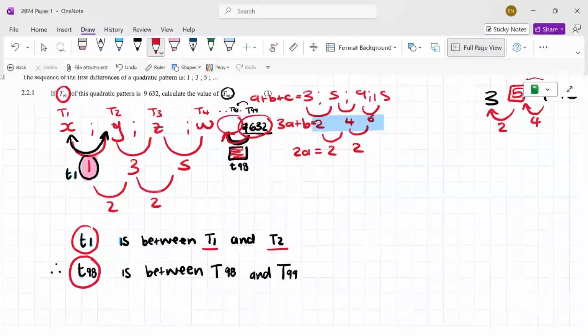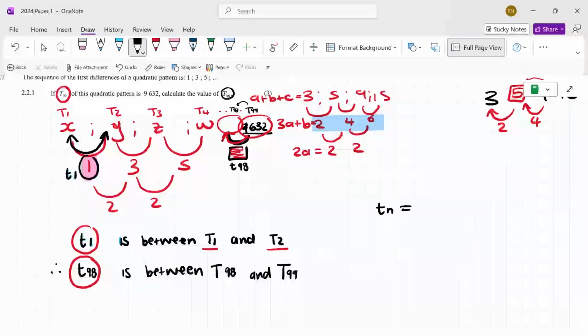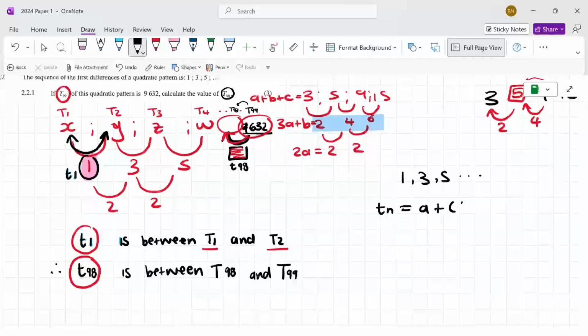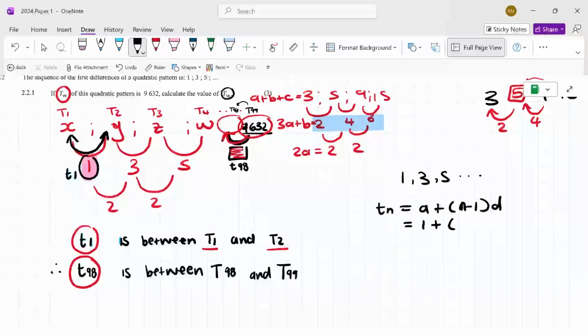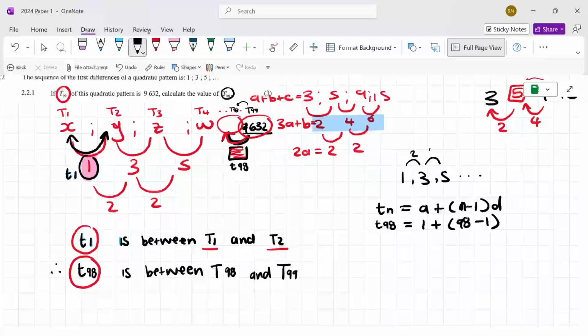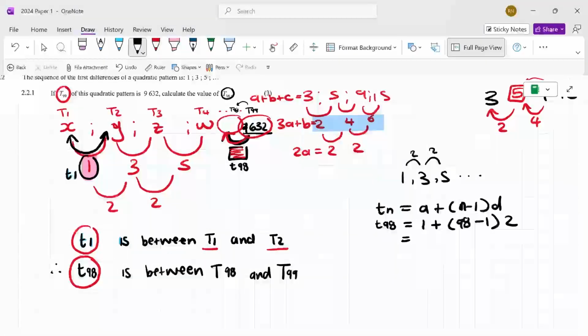Okay, so let's try and find that small t98. We know it's a linear pattern, so Tn is equal to a plus n minus 1 times d. Our sequence is 1, 3, 5, dot, dot, dot. A is 1 plus n minus 1. We're looking for t98, so we can put 98 there already, minus 1. And my difference here is 2 each time. If I put this all in my calculator, I'll get 195.